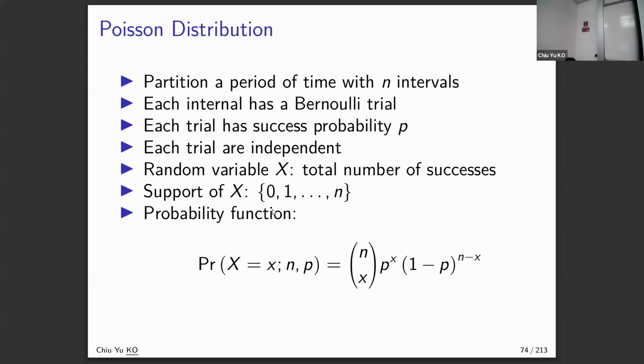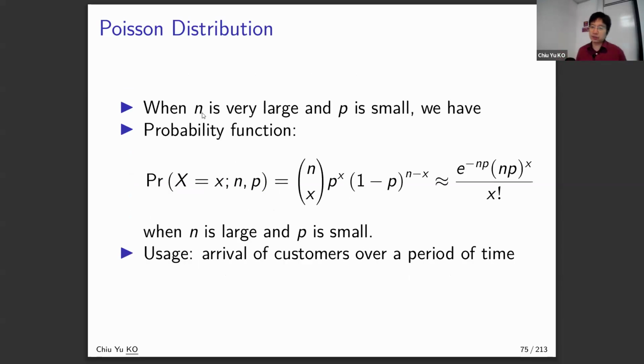The same applies to the case where we have a timeline. You cut each time interval into very small pieces, so p is very small. And when n goes to infinity, the binomial collapses to the same thing, there's no difference. It's n times p, but you can solve the math when n is big and p is very small, and then it becomes this ridiculous formula.